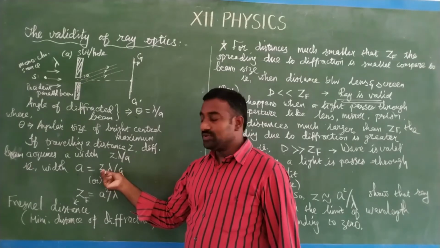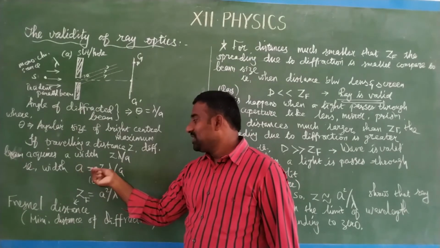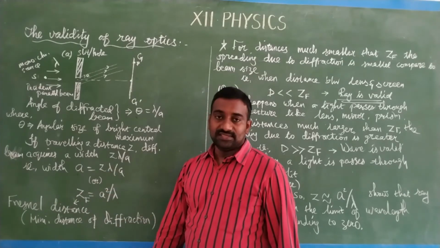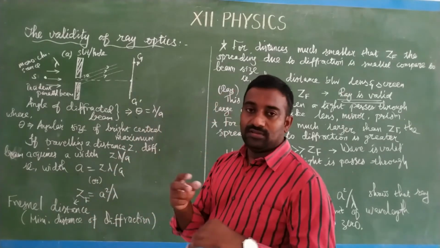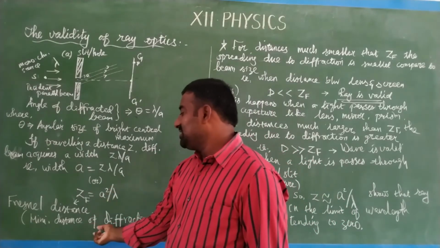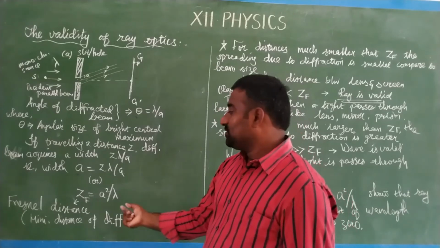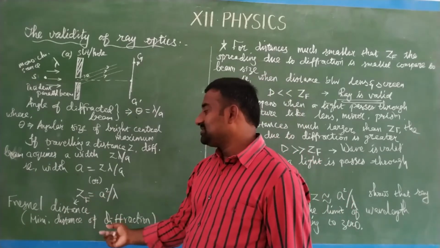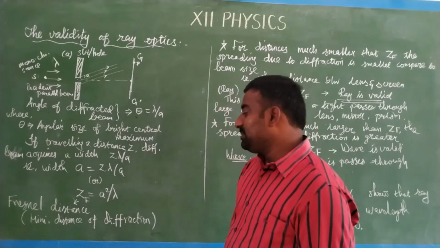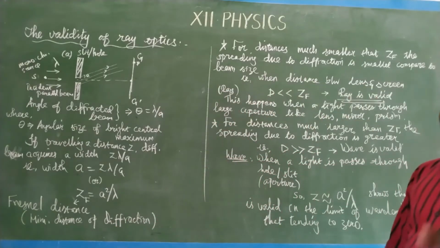நமக்கு Z தான் வேணும். So Z is equal to A square divided by lambda. So this Z is nothing but the Fresnel distance, because by summing all using integral calculus we can find the minimum distance of diffractions. So the Fresnel distance is also called the minimum distance of diffractions. So இப்போ நம்ம வேலிடிட்டி பார்க்க போகிறோம்.